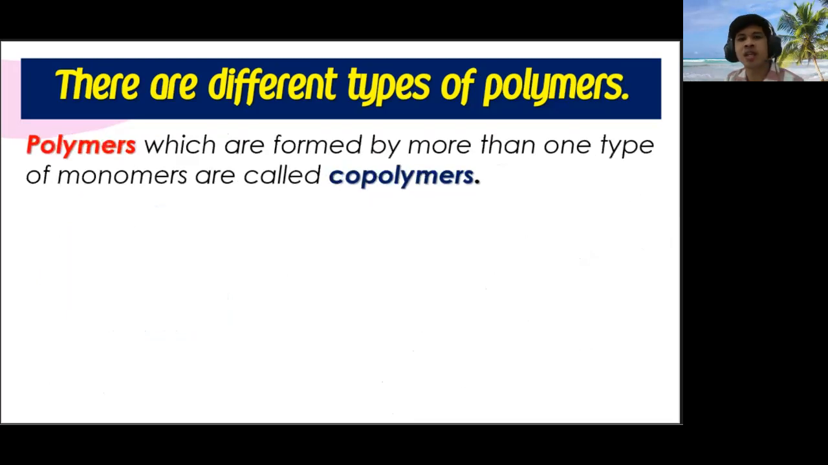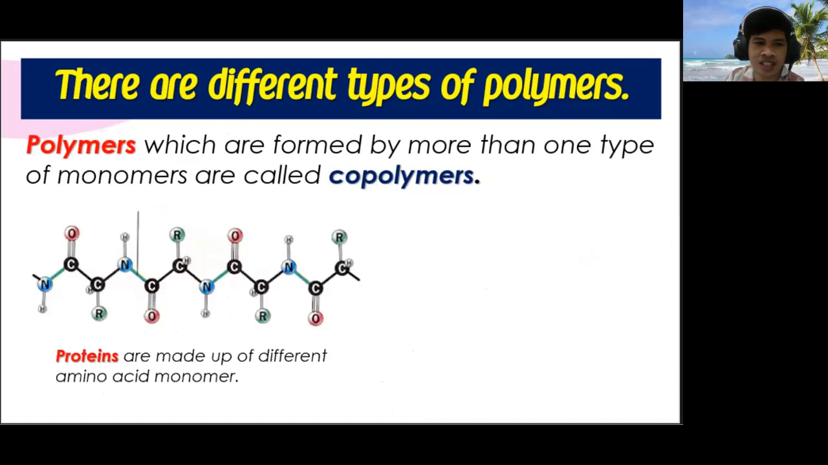Next one, copolymer. What is a copolymer? Copolymers are made from more than one type of monomer. Proteins, for example, are made up of different amino acid monomers. They are made from different types of amino acids.